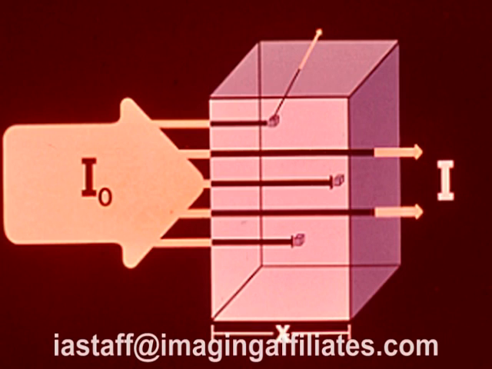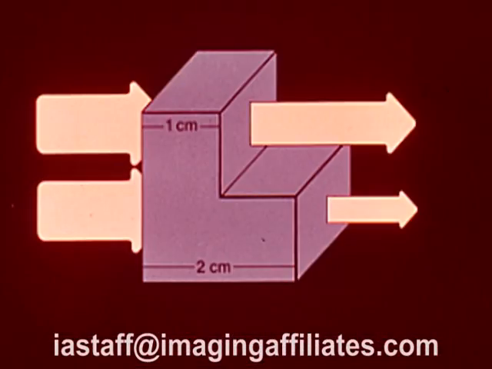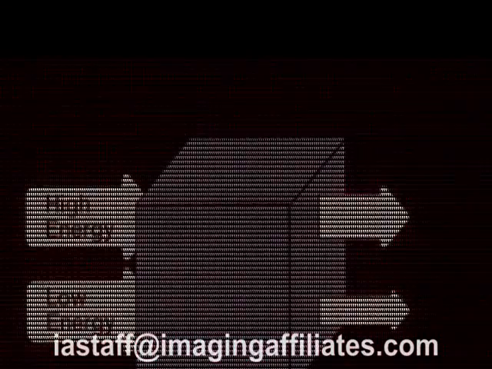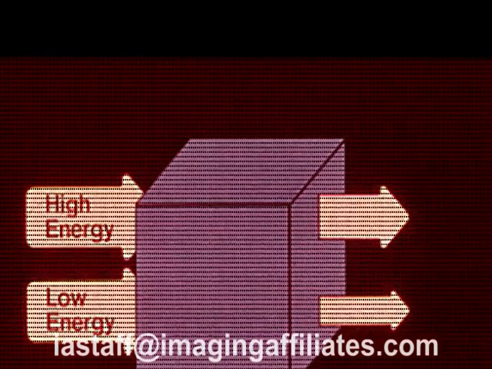The degree by which the emergent beam intensity is diminished compared with the initial beam depends on a number of factors. The greater the distance through the tissue traversed by the beam, the more intensity reduction, or attenuation, takes place. The energy of the X-ray photons is also a factor in beam attenuation. In general, a higher energy beam will be attenuated less in passing through a given thickness of tissue than will a beam of lower energy.